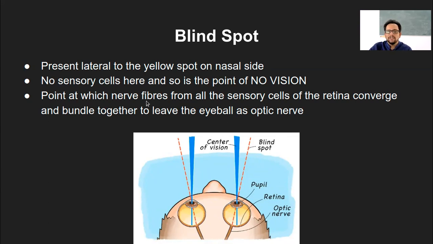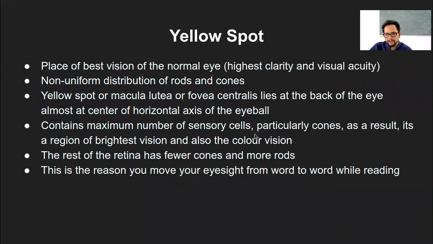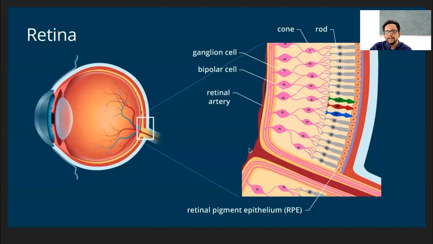It is the point at which the nerve fibers from all the sensory cells of the retina converge. Converge means they come together and bundle together to leave the eyeball as the optic nerve. If I show you in this diagram, this becomes the point of the blind spot. This is the whole retina structure. In this smaller diagram, the point from which the optic nerve exits the eye, where there are no sensory cells, is called the blind spot, and it is lower than the yellow spot, on this side.